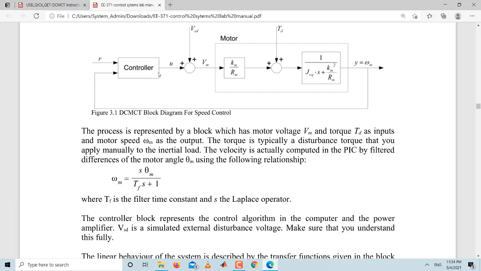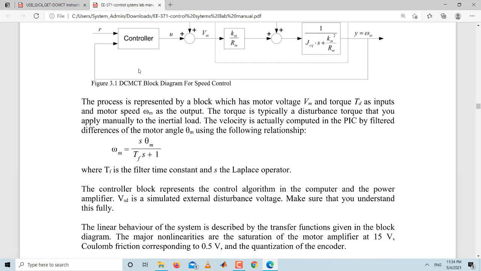So this controller block has the algorithm that is implemented in the computer and the power amplifier. So this block actually has two things: the algorithm in the computer and the power amplifier, while VSD is the disturbance voltage.